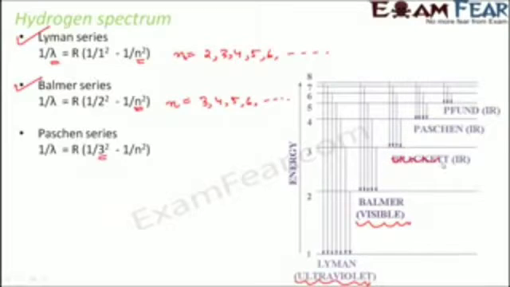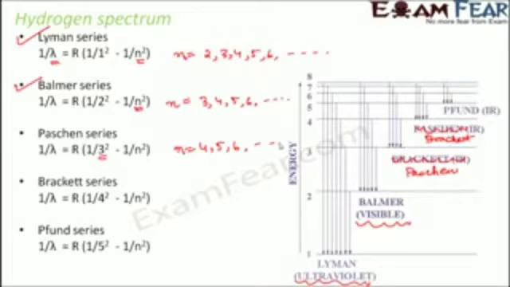So this is basically Paschen. And this one is Brackett, and this is Pfund. So in this fashion, here the value of n could be 4, 5, 6 onwards, anything. Similarly, Brackett and Pfund. Right? So in this fashion, using these empirical formulas, you can easily calculate the value of wavelength.